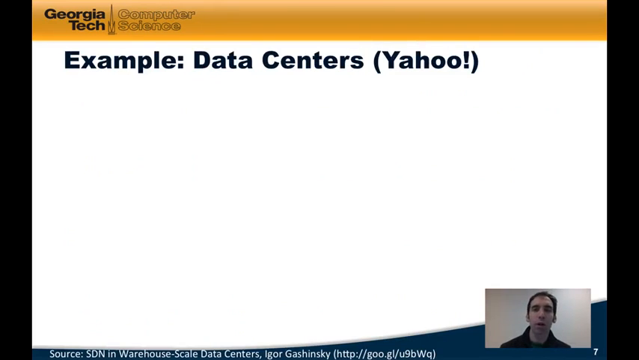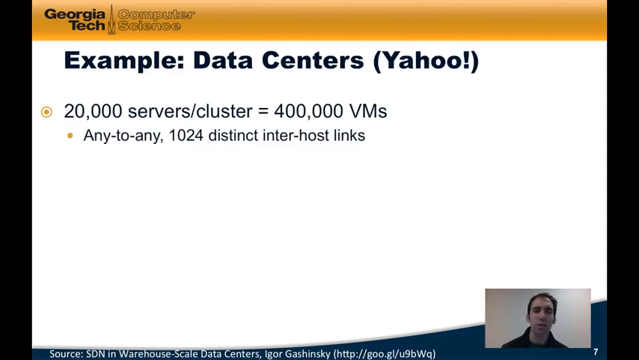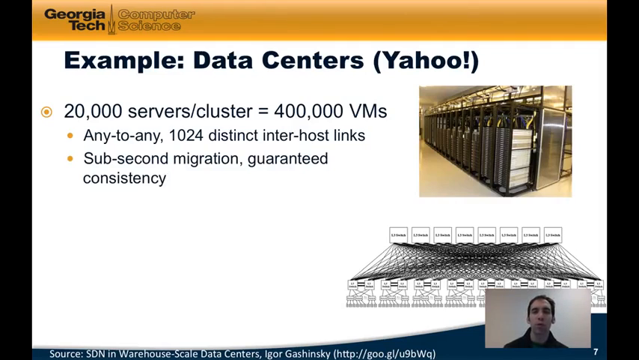One particular domain where separating the control and data planes has proved particularly useful is the data center, where it's relatively commonplace to need to move a virtual machine from one physical location in the data center to another as traffic demands shift. As one example, Yahoo cites that it has about 20,000 servers in a cluster in a data center, resulting in about 400,000 virtual machines, each of which might need to communicate with any other virtual machine, thus resulting in about 1,024 distinct interhost links between any pair of virtual machines for the topology that they've deployed. Now, if on top of that you want to guarantee sub-second virtual machine migration and guaranteed consistency in the network as that migration occurs, this problem becomes particularly hairy.